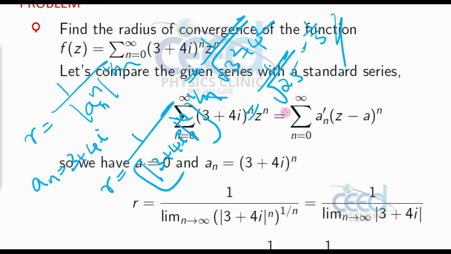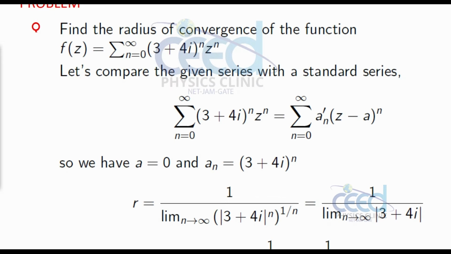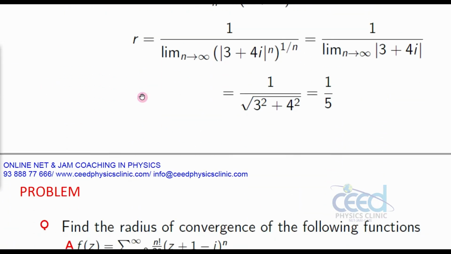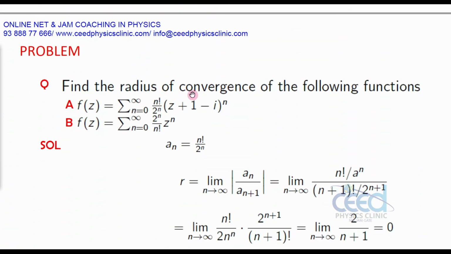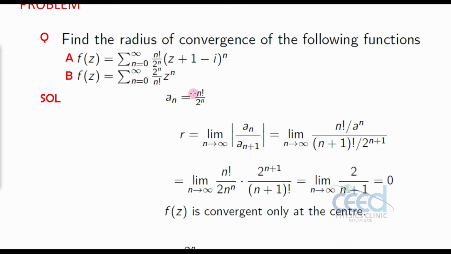Now let us go to another problem. Find the radius of convergence of the following functions. Here you have a function f of z, sigma n is equal to 0 to infinity n factorial by 2 raised to n times (z plus 1 minus i) all raised to n.